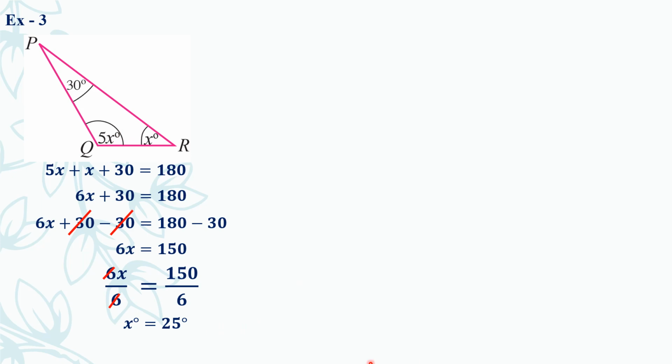Now again we have to find the value of 5x. It's very simple. We have the value for x and we can find the value for 5x by multiplying this result by 5. So 5x is equal to 5 times x, then 5 times x is 25. 5 times 25 will be 125. So the value of this angle PQR is equal to 125 degrees.